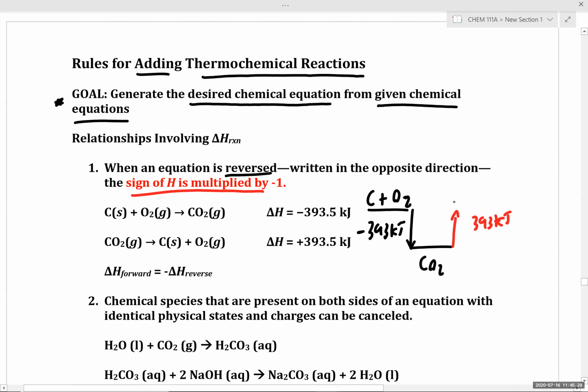So if you reverse a chemical equation, the enthalpy also gets reversed. So the enthalpy of our forward reaction is equal to the negative enthalpy of the reverse reaction. Does everyone see graphically why that makes sense? If to go from reactant to product, you go down in energy, you release energy. To go from product to reactant, you must go up in energy.